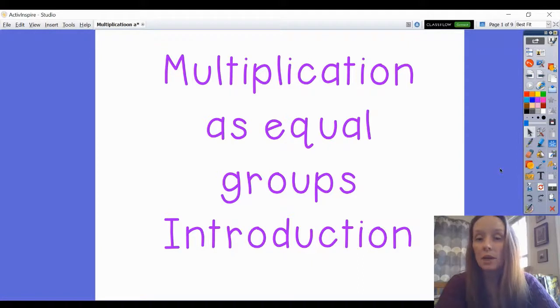Today we're going to look at multiplication as equal groups. This is an introduction and the beginning of our adventure into multiplication. Throughout the week, we're going to look at different strategies for solving multiplication statements. Now, in third grade, the emphasis is to understand what exactly multiplication is and start memorizing our facts for our zeros, our ones, our twos, our fives, and our tens.